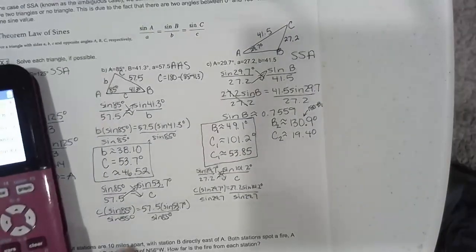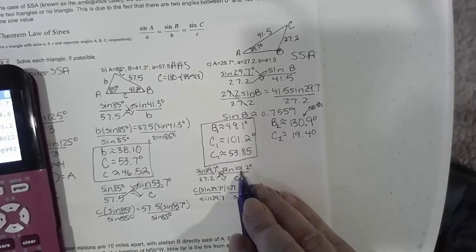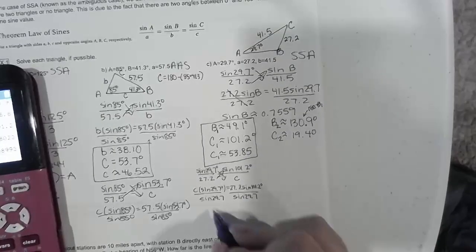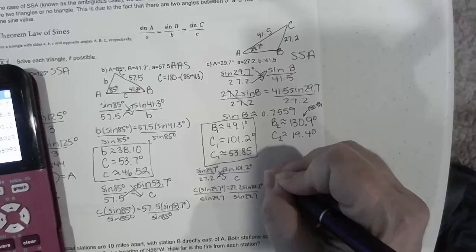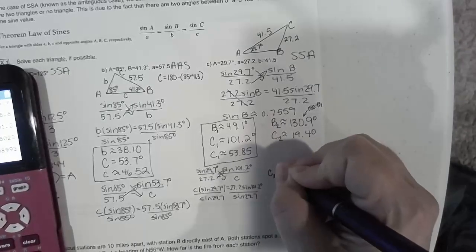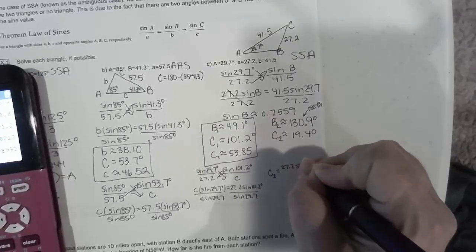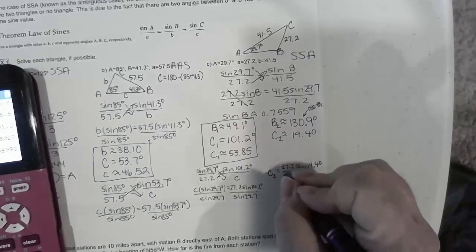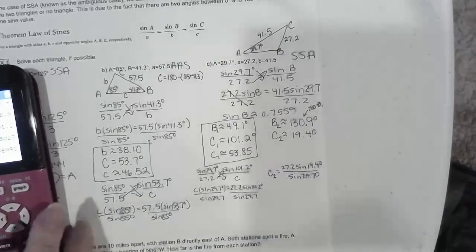Then I need to complete triangle 2 in the same way, except of course that instead of the 101.2, I'm using the 19.4. So pretty much I can just copy this part. So C2 is going to equal 27.2 times the sine of 19.4 degrees divided by the sine of 29.7 degrees.